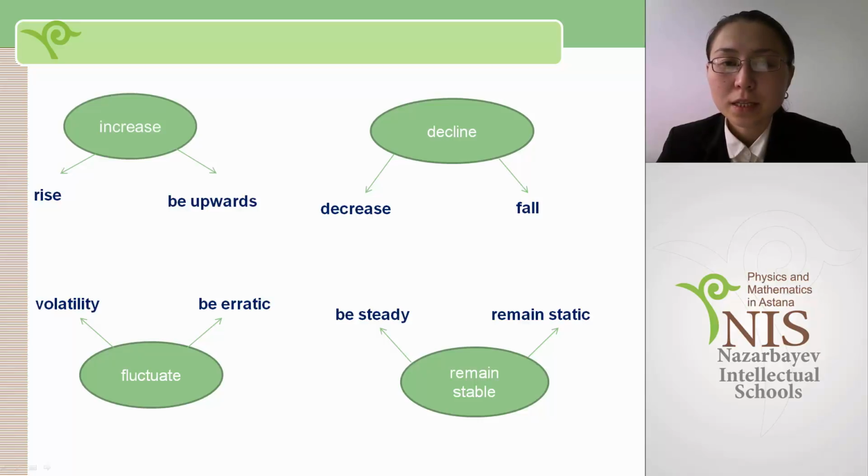Okay, now that's great. How many words can you say now without looking at this picture? Excellent. Let's move on.